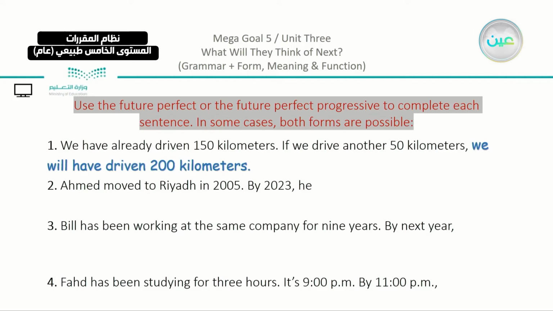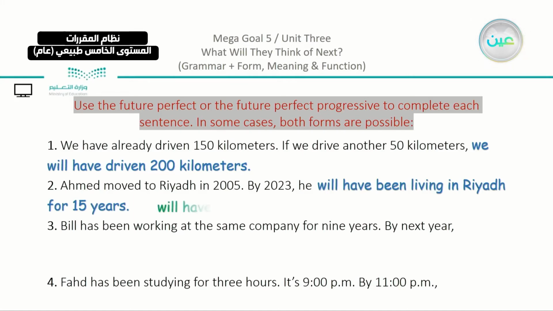The second one, we have here, Ahmed moved to Riyadh in 2005. By 2023, he... Now there is a time mentioned here, so I can use both structures. I can say either he will have been living in Riyadh for 15 years, or I can say he will have lived in Riyadh for 15 years. Either this or this, it's all okay.